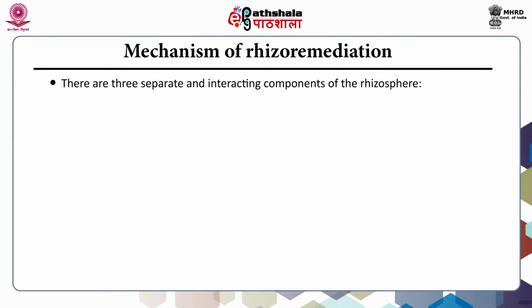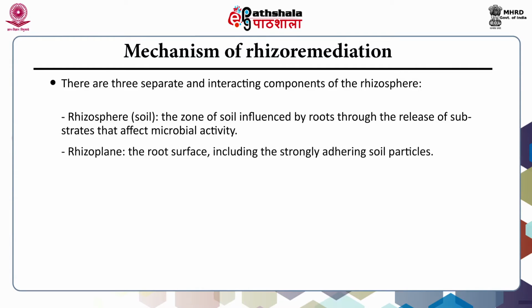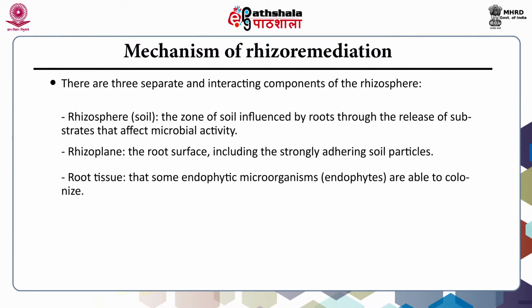Now, let us discuss the mechanism involved in rhizoremediation. There are three separate components in the rhizosphere. One is the rhizosphere region where the soil is. It is a zone of soil which is generally influenced by the roots through the release of substrates that affect microbial activity. So, that is one zone. The second one is the rhizoplane. Rhizoplane, as I told you earlier, is the root surface which includes strongly adhering soil particles. The third one is the root tissue, where certain endophytic microorganisms can colonize.